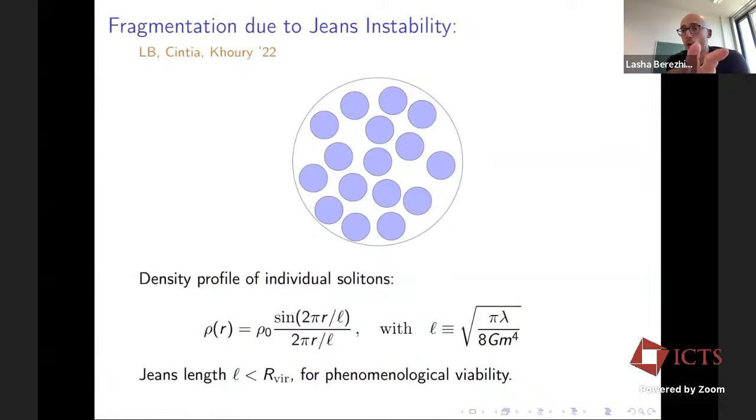that a significant fraction of the mass goes into the superfluid phase and doesn't remain in particle form, which is justified by the observation that effective temperatures, if we estimate, are many orders of magnitude smaller than the critical temperature. So the density profile of each soliton is given by this distribution. It's a cored profile, so it's regular in the center.